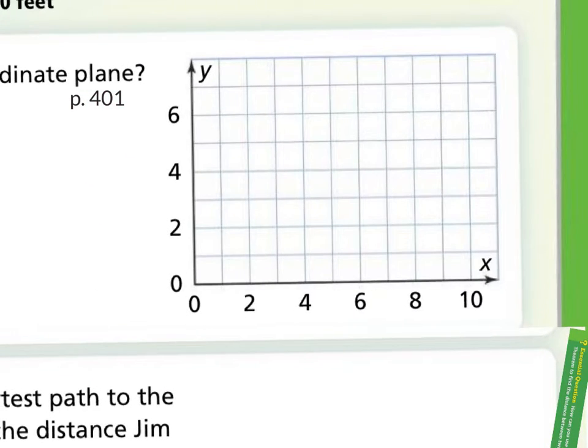So if you want to graph those here, we could do that. And then part B, Jim says the marked yellow paths show the shortest path to the tent. Write an expression to represent this and find the distance Jim walks from the haunted mansion to the clown tent.